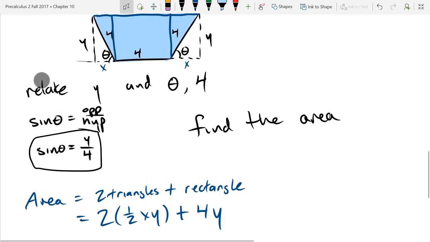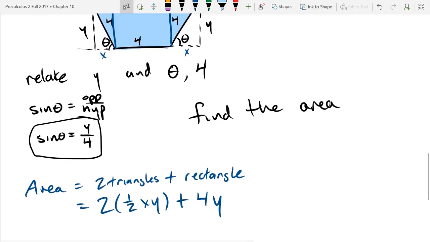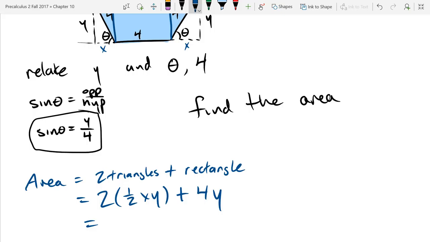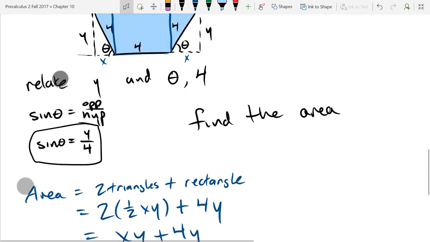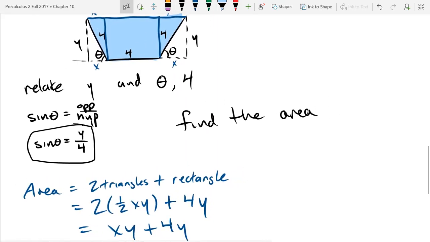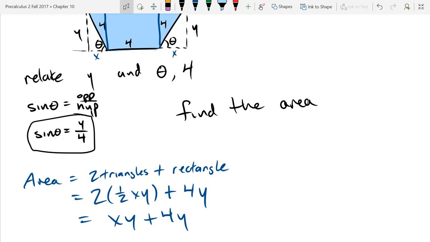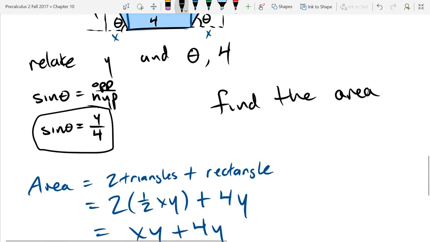So if I use letters x and y, the area is just written out like this. The 2s cancel, we got xy plus 4y. So are there any questions, when I leave it in x and y's, why that's the area? We're about to go back to thetas. So I can solve for y right here. If I solve for y, I have y equals 4 sine theta. So that takes care of y.